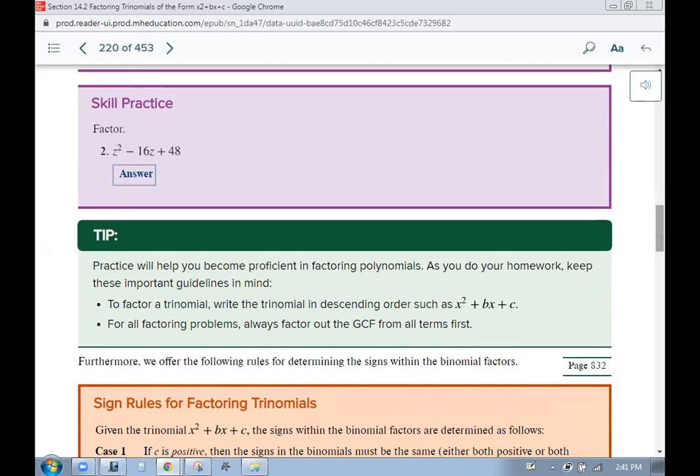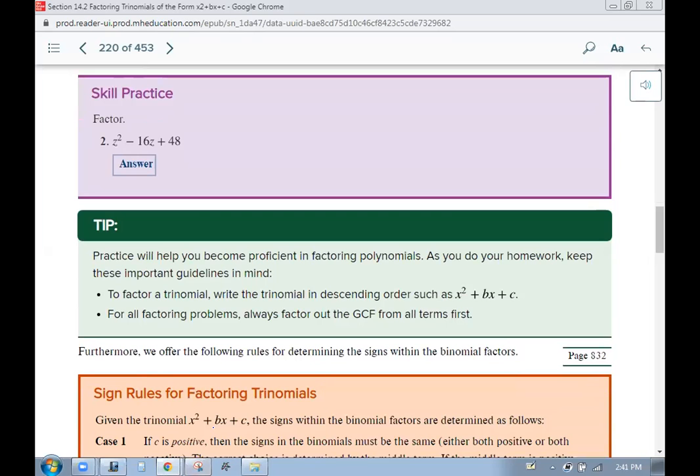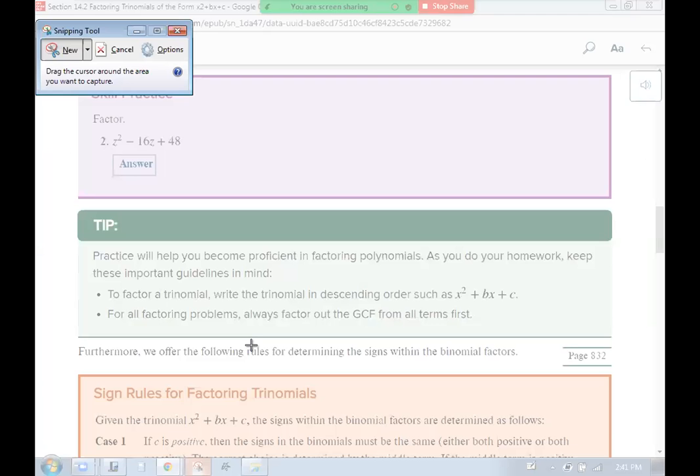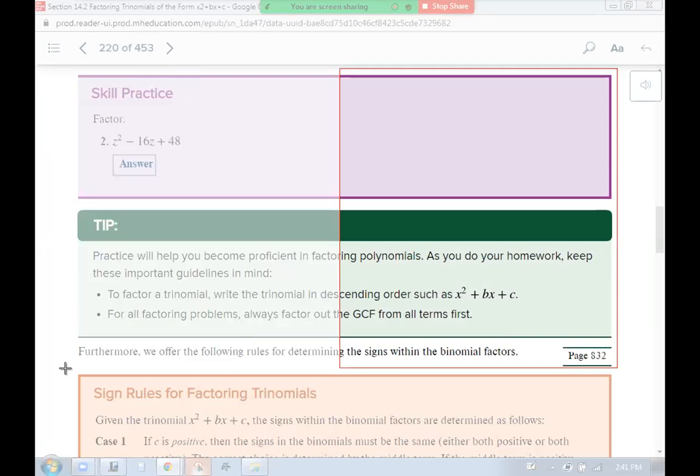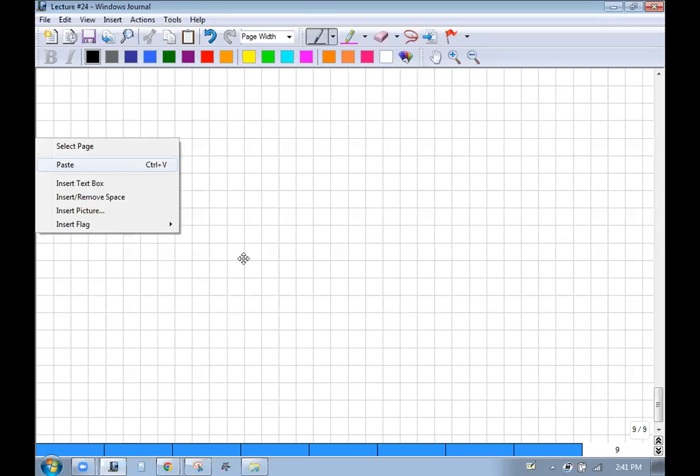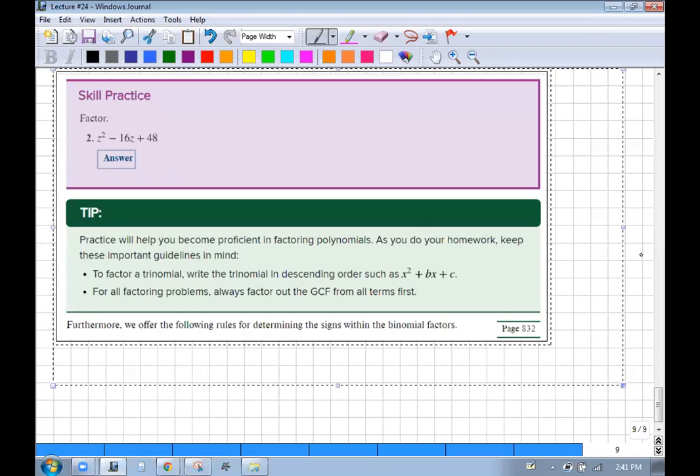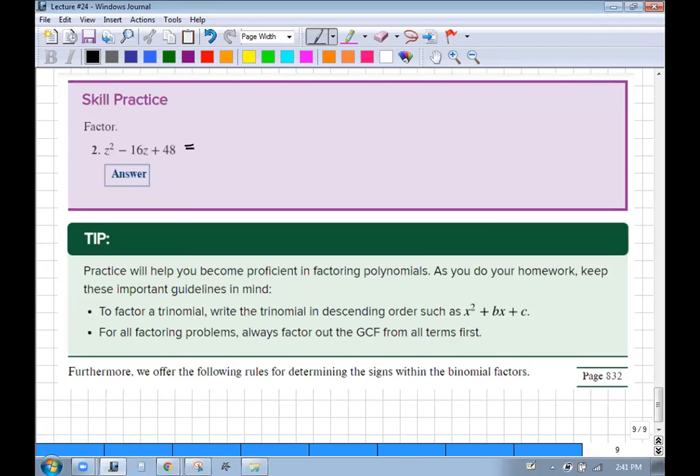Okay, let's see here. Okay, now they use z. Big deal. All right, so this is the same thing. This thing's negative, but this one's positive. So we're going to need two negative numbers. All right, so if we think about everything that multiplies to be 48, and again, we're aiming for two numbers that add to be a negative 16.